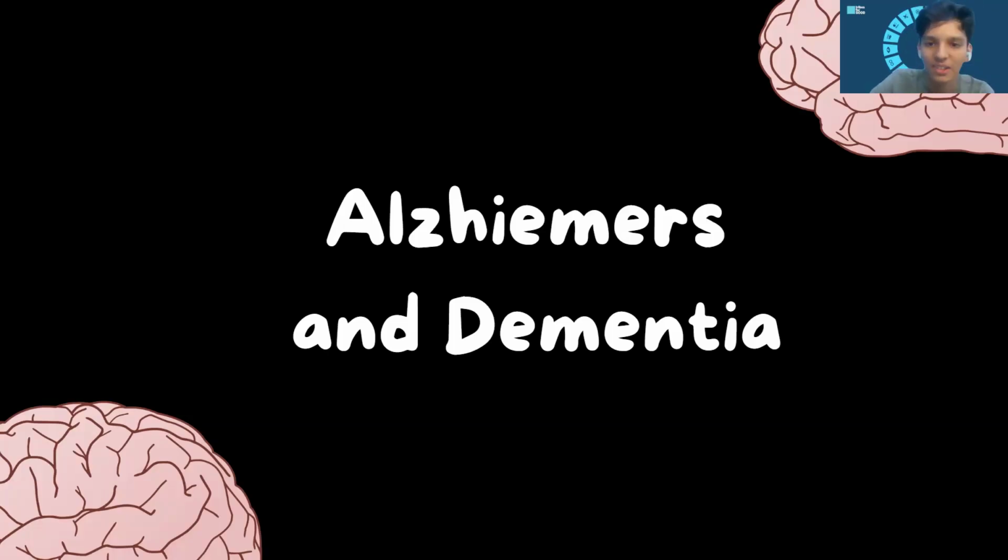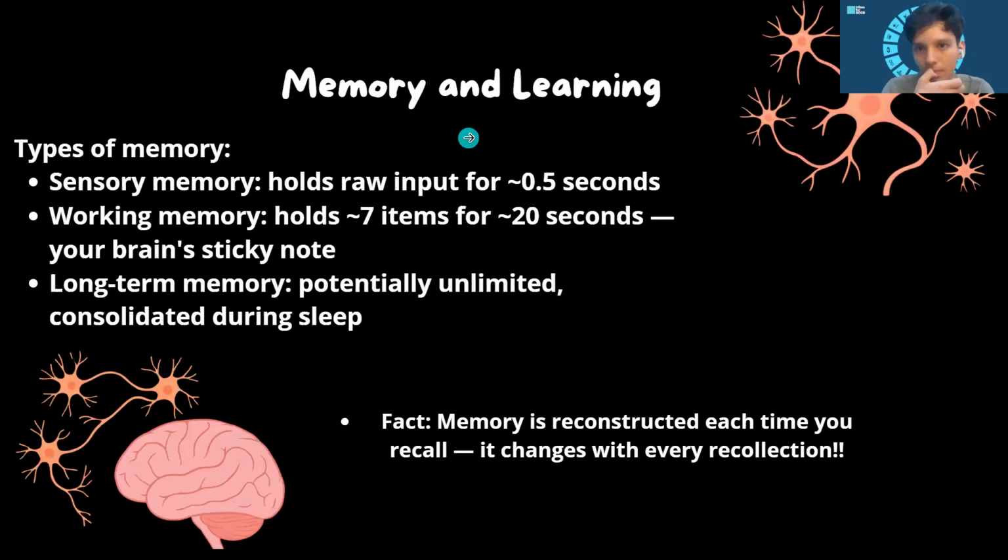So first I'll talk about Alzheimer's. Before you learn about that, I'll talk about memory. Memory is the most basic brain function. It's the most important one that you use in your daily life every day. So there are three types of memories: sensory memory, working memory, and long-term memory.